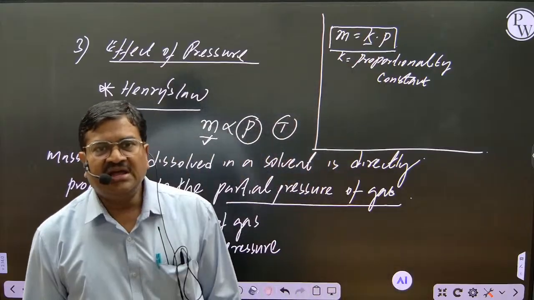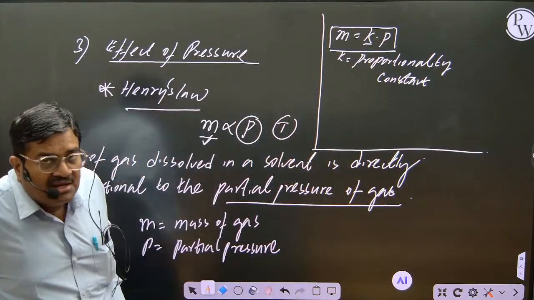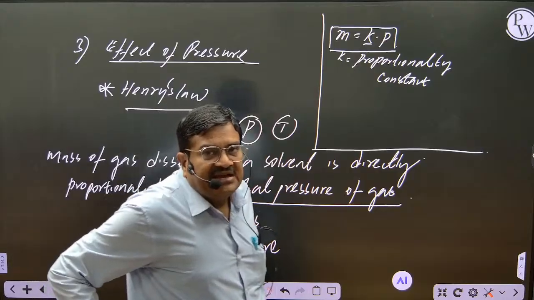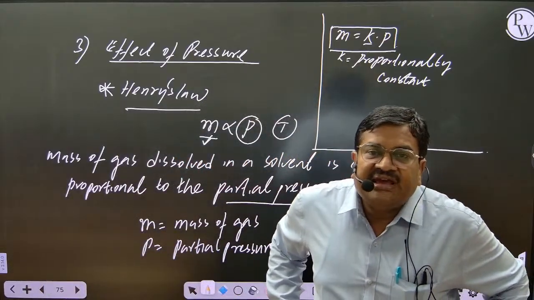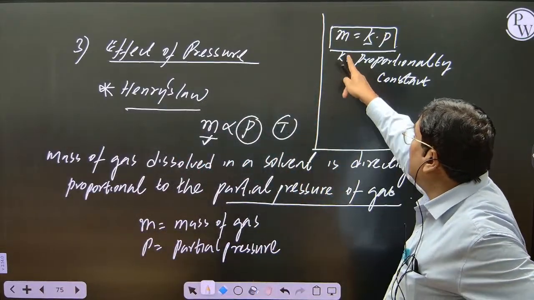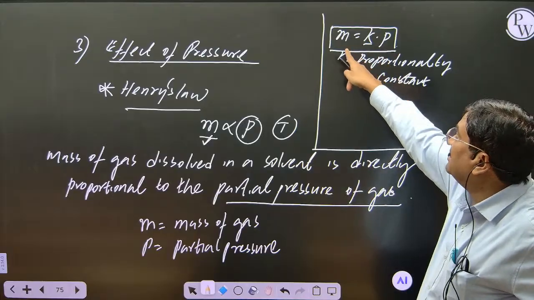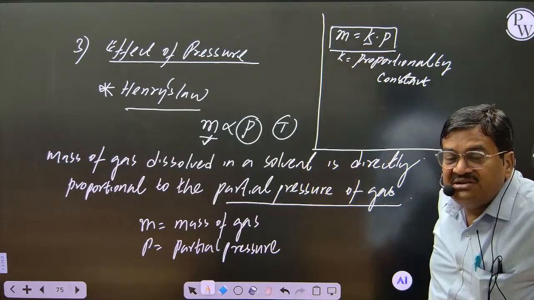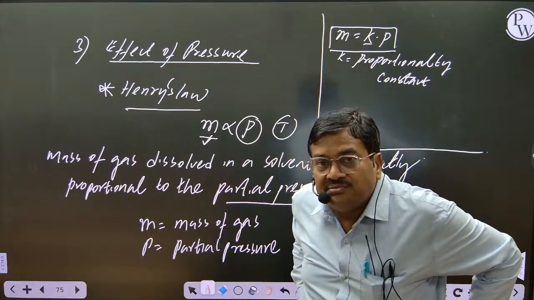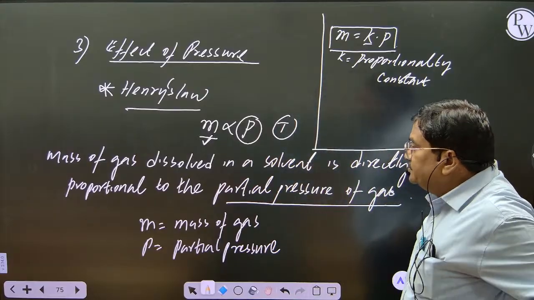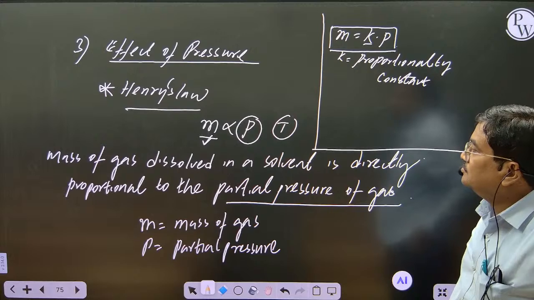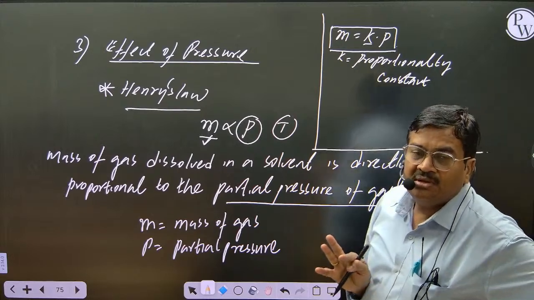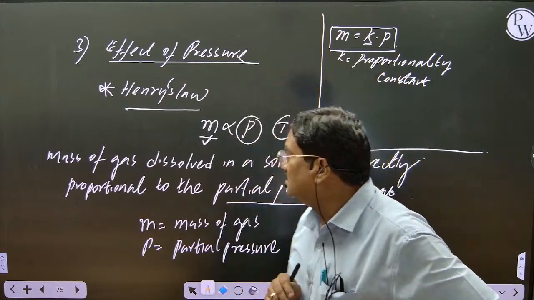Simple. So what Henry said: mass of the gas dissolved in unit mass of solvent is directly proportional to partial pressure of the gas. Mathematically we write M = K × P, where M is mass, K is proportionality constant, P is what? Partial pressure. Clear? Understood? Now observe here.